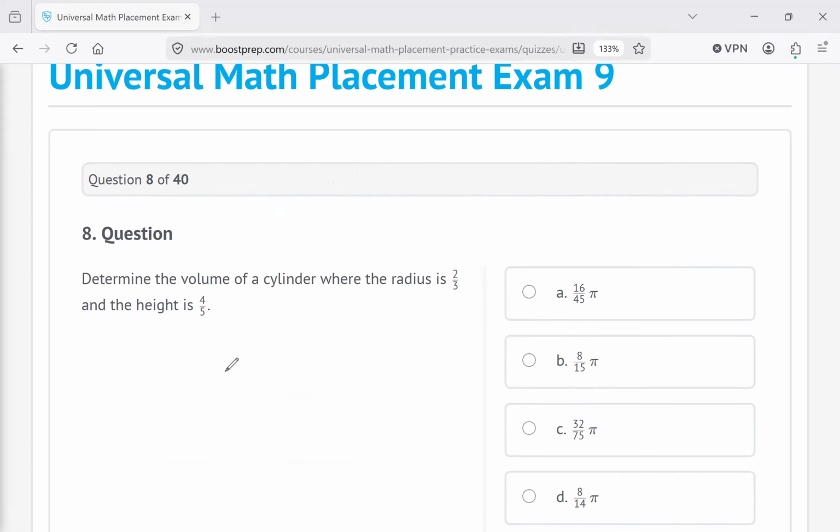Determine the volume of a cylinder where the radius is 2/3 and the height is 4/5. So you do need to know the formula to determine the volume. What is the volume of a cylinder? Volume of a cylinder is V equals pi r squared times h. So it's pi, and then my radius is 2/3 squared, and then my height is 4/5.